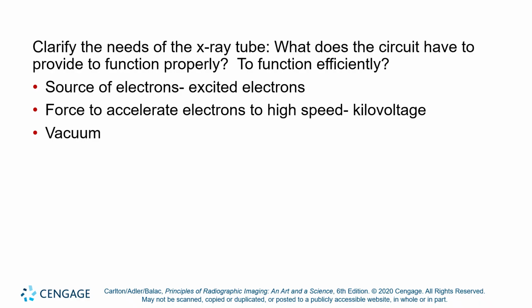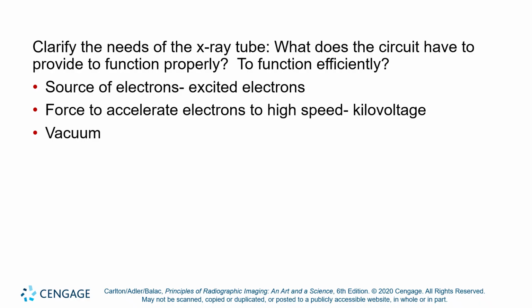So, yeah, we don't want the electrons careening off of random air molecules because they probably won't make an X-ray. We need a high atomic number target like tungsten to make X-rays efficiently.